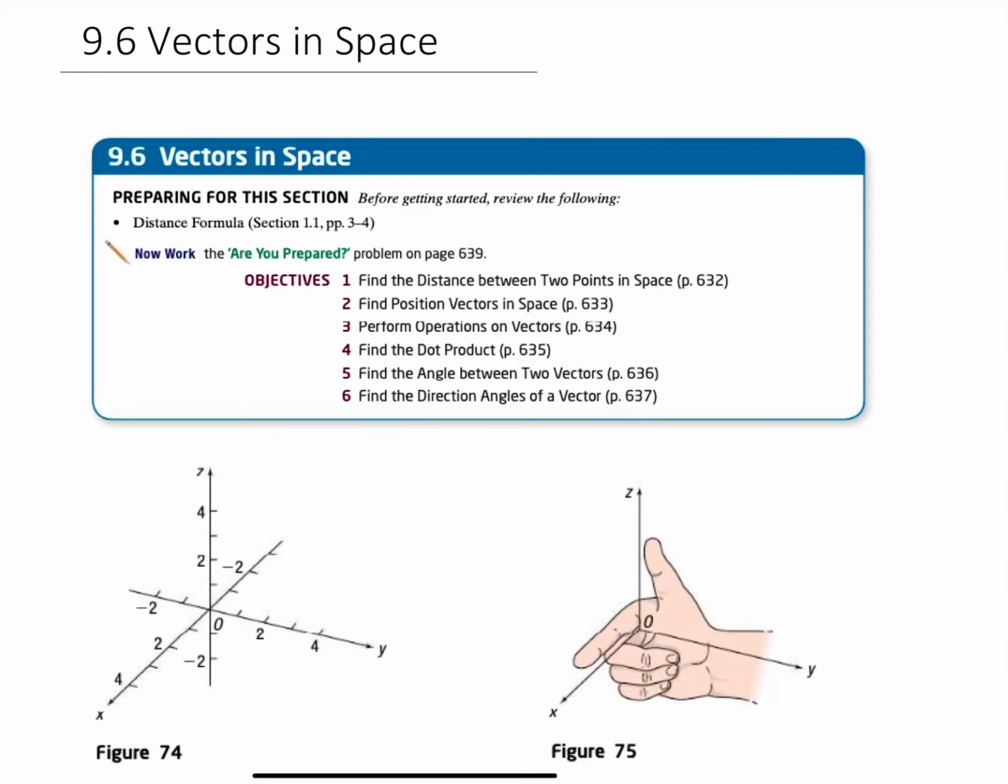In this video, we're moving on to section 9.6. So we've been discussing vectors on a two-dimensional plane, just on the xy plane. So we're going to extend that into three-dimensional space, where we have a third axis, often called the z-axis.